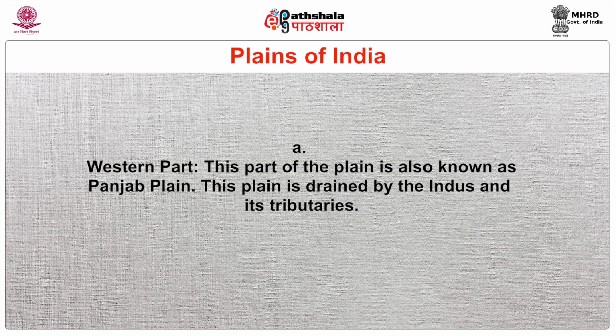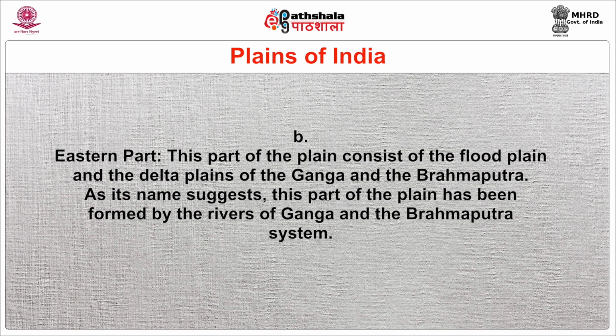This plain is drained by the Indus and its tributaries. The second one is the eastern part. This part of the plain consists of the flood plain and the delta plains of the Ganga and the Brahmaputra. As its name suggests, this part of the plain has been formed by the Ganga and Brahmaputra river system. The coastal plains stretch along the coast of India.